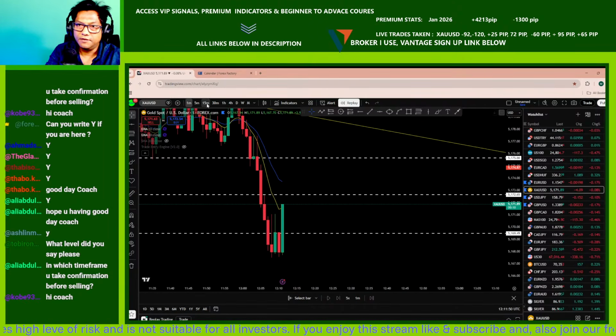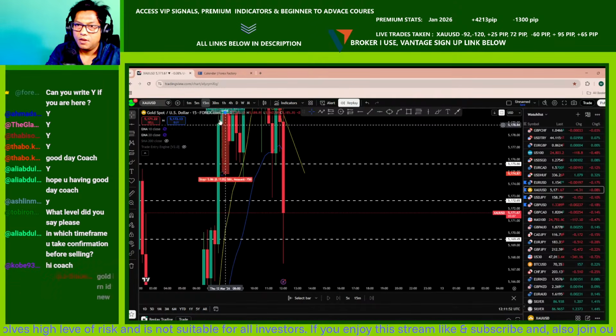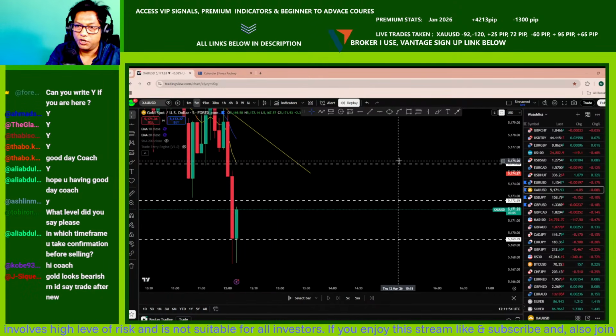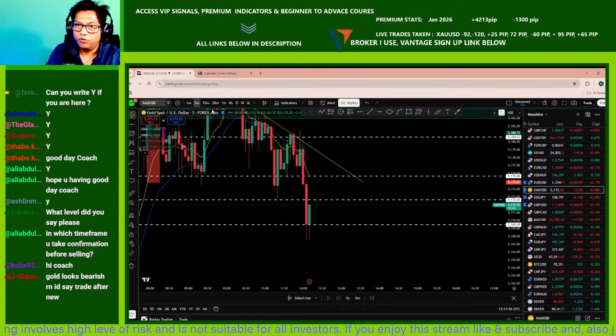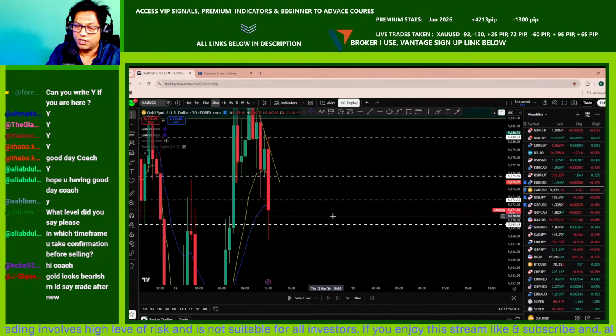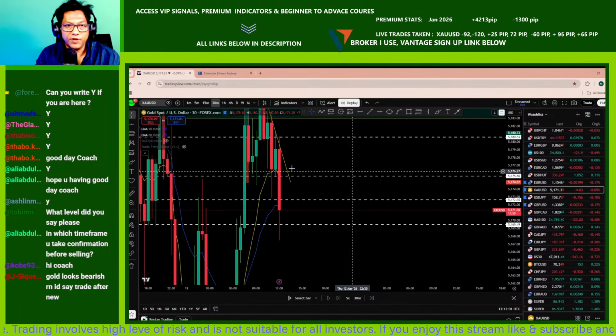Getting back to the upside, and with this break above, if we look at this lower time frame, market structure is showing up to be significant in that area.